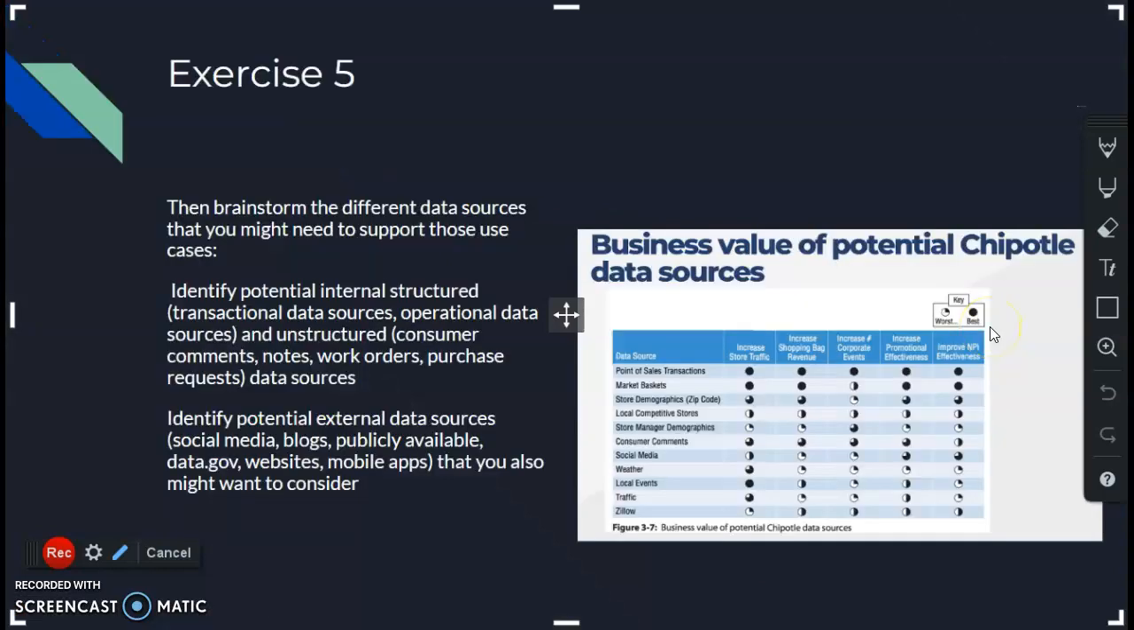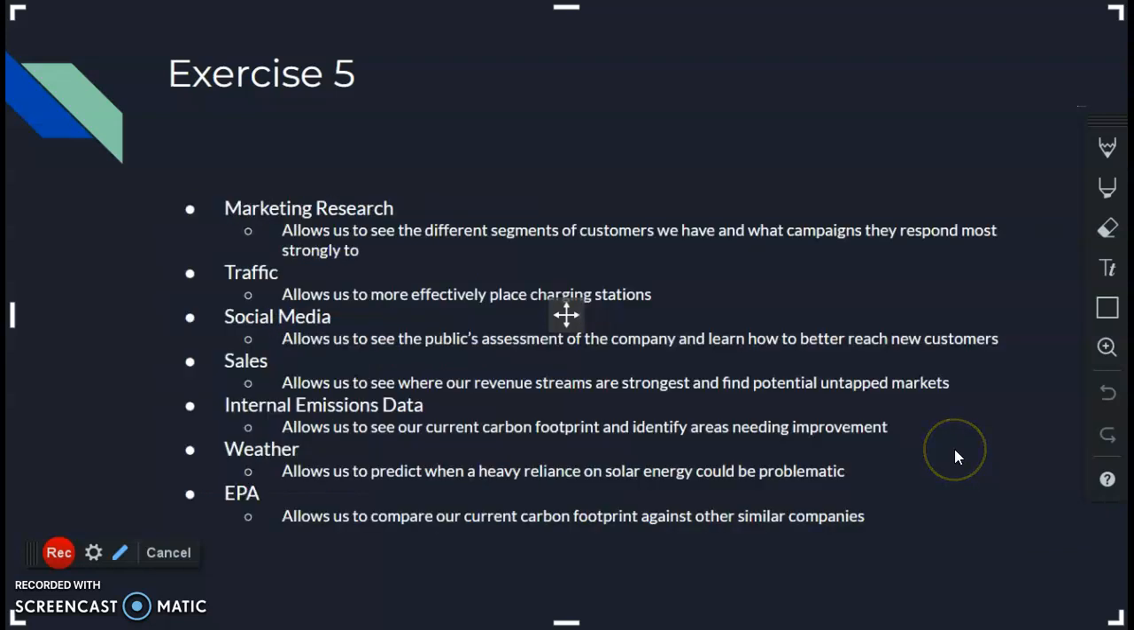So this third use case is made up of a variety of exercises, and the first one asked us to brainstorm the different data sources that we might need to support our identified use cases. So we need to identify potential internal structured and unstructured data. This could include transactional sources, operational sources, as well as consumer comments, notes, and work orders. And then we needed to identify some potential external data sources, such as social media, blogs, publicly available data, that might also be of value. So here we identified about 7 different data sources that could be used.